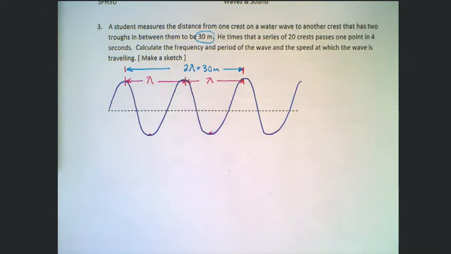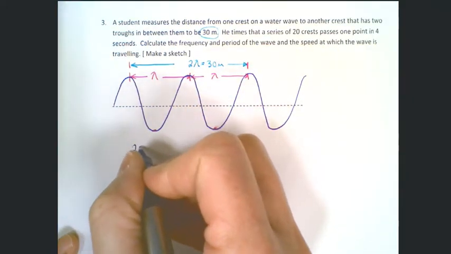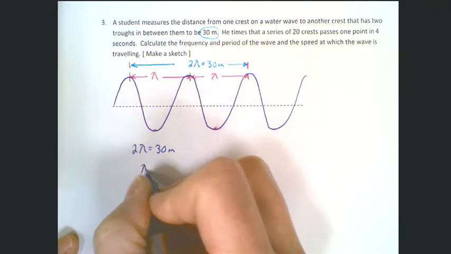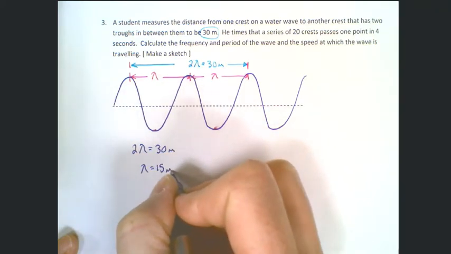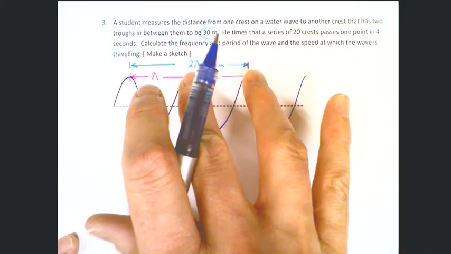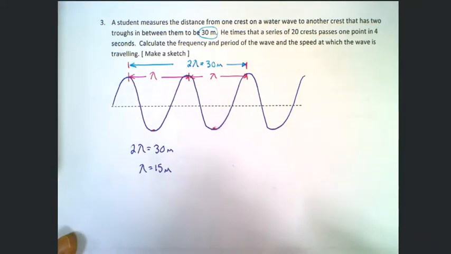So to mathematically write this, we would use what we have up here from our diagram and say 2 lambda equals 30 meters, lambda equals 15 meters. Again, you could just see it. It's easy, 15, 15 to get that. But when you read it, it's a little bit trickier.